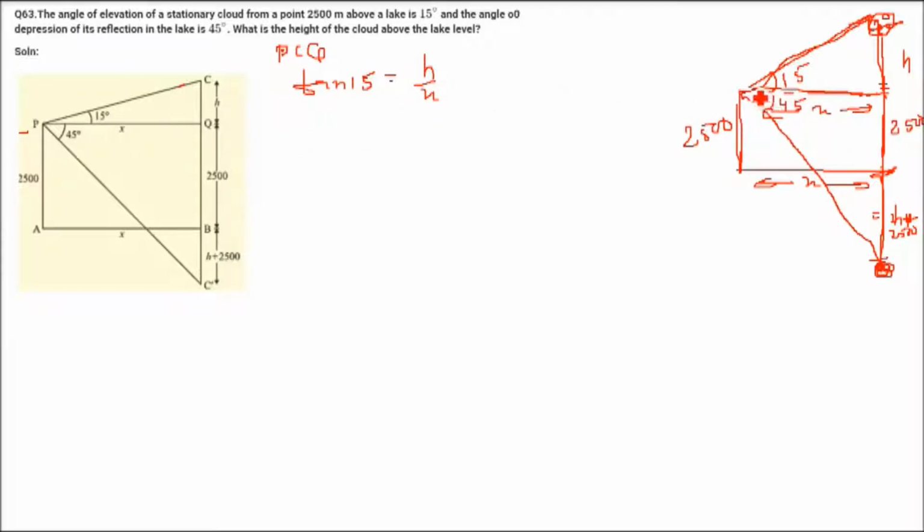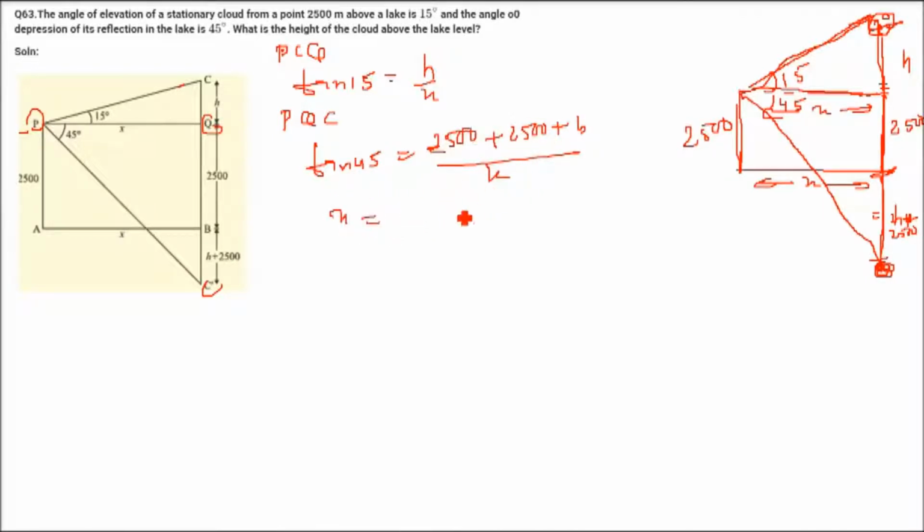Now I'm coming to triangle PQC. What do we get? Tan 45 is equal to perpendicular by base. The perpendicular is 2500 plus 2500 plus h, and the base is x. Tan 45 degrees is 1, so x will be equal to 2500 plus 2500, which is 5000, plus h. This is our second equation.